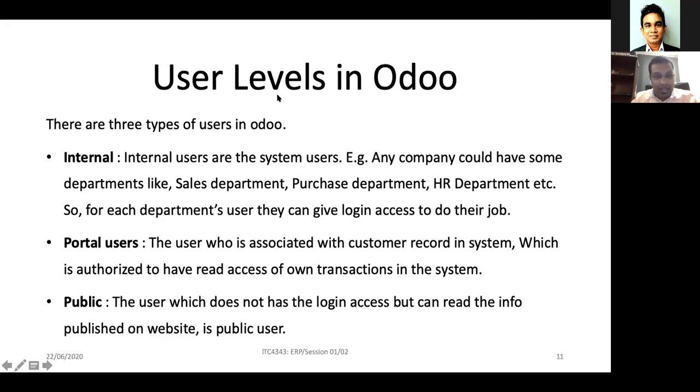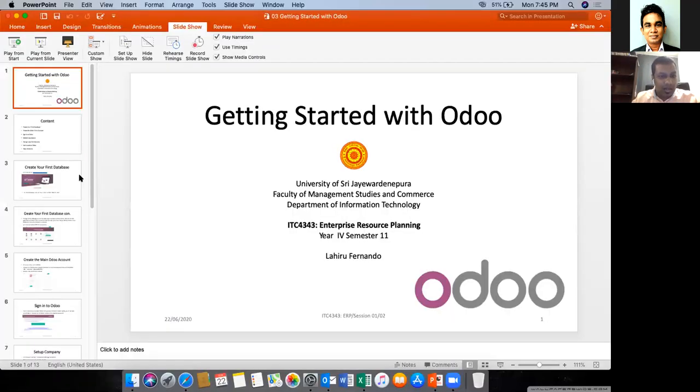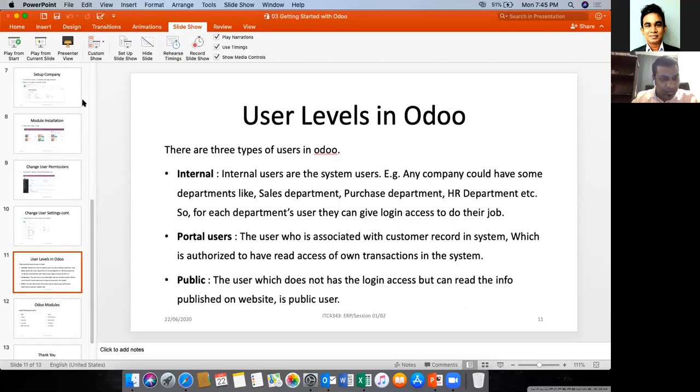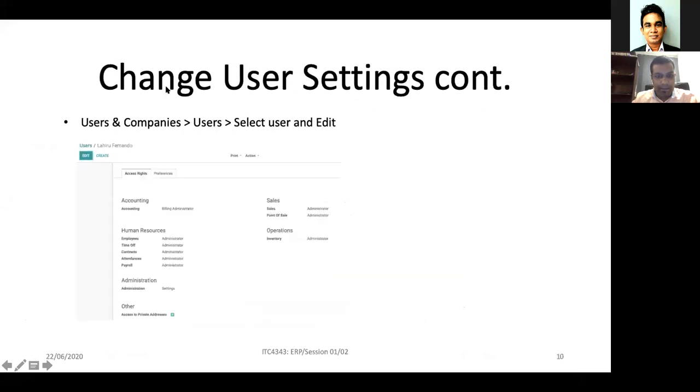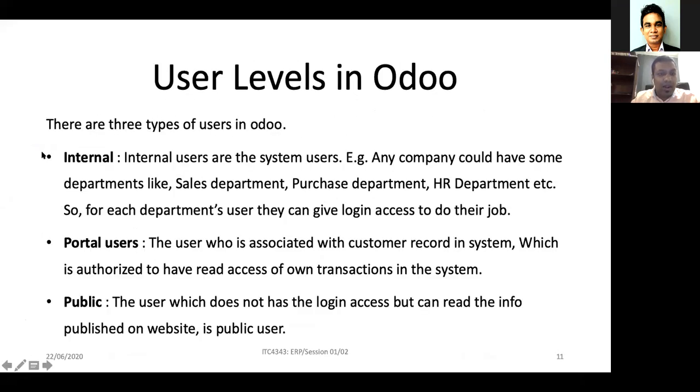Under the user level there are 3 users. One is the internal user. Internal users are the people you are using in a company, employees and the people who are working in a company, like the accounting department, sales department, purchasing department. They can be created as an internal user.